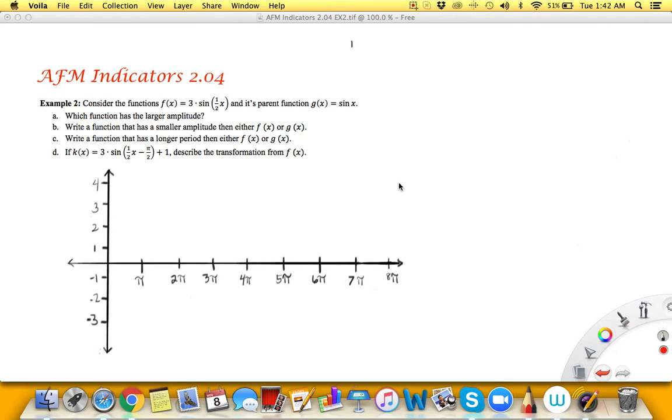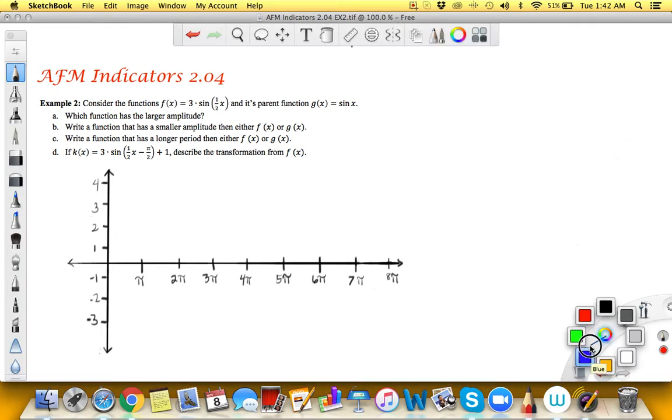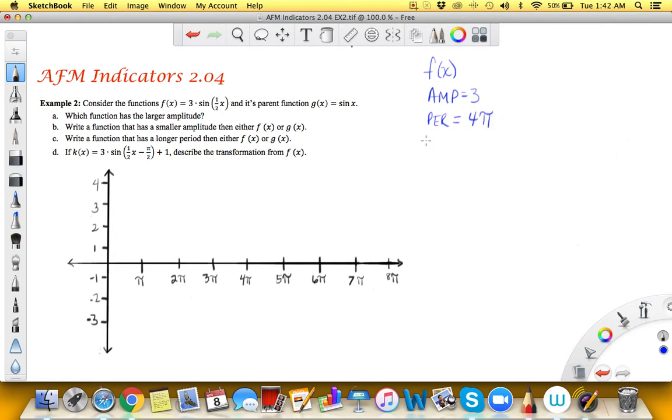It says if k of x equals 3 sine of 1/2 x minus pi over 2 plus 1, describe the transformation from f of x. So we want to work with our parent function first, and that's going to be f of x. Now with f of x, we had an amplitude of 3. We had a period that was 4 pi units. We had no phase shift, and we had no vertical shift.